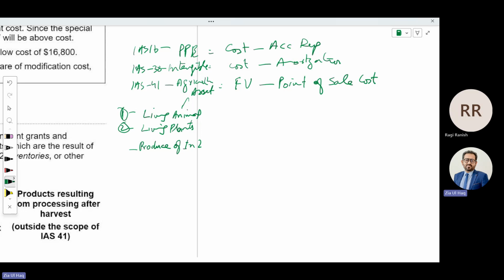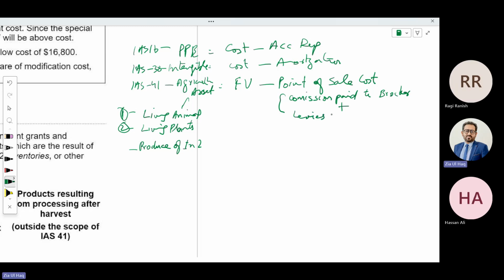How should we record agricultural assets? At fair value less point of sale cost. What does point of sale cost mean? Point of sale cost means commission paid to broker plus levies. Levies mean all tax.